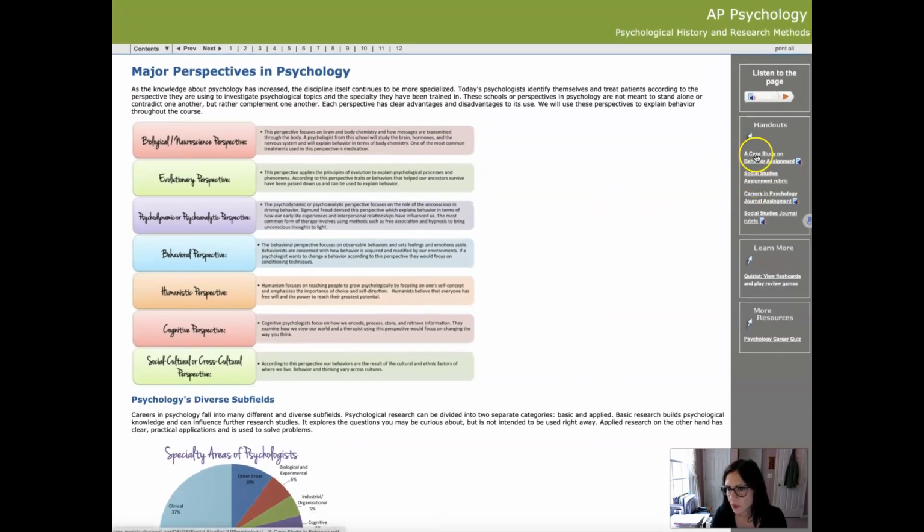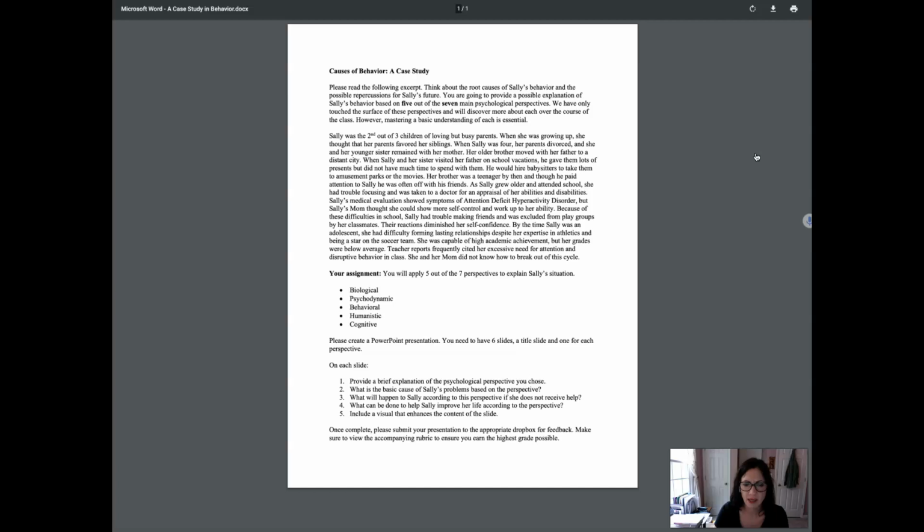So we're going to click on the assignment, and that's going to bring up an instruction page. I'm going to read this and then give you a couple tips and points to think about when you're constructing the assignment. Please read the following excerpt. Think about the root causes of Sally's behavior and possible repercussions for Sally's future. You're going to provide a possible explanation of her behavior based on 5, that's important, 5 of the 7 main psychological perspectives. We only touched the surface of these perspectives, and we will discover more about each of them over the course of the class. However, mastering a basic understanding is essential.